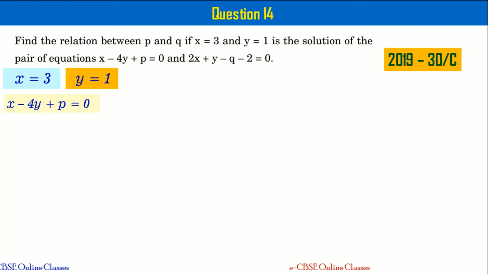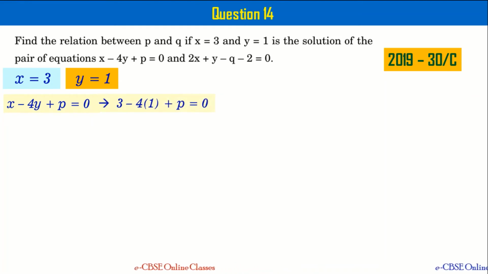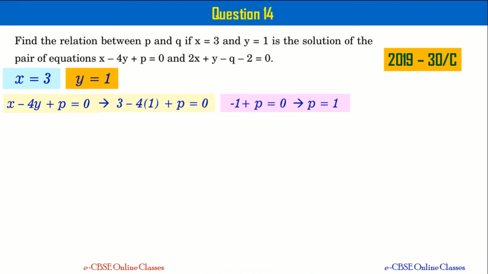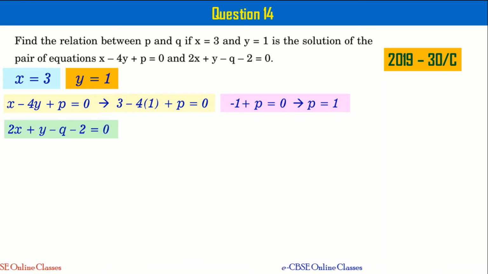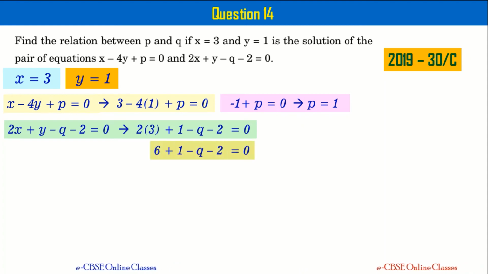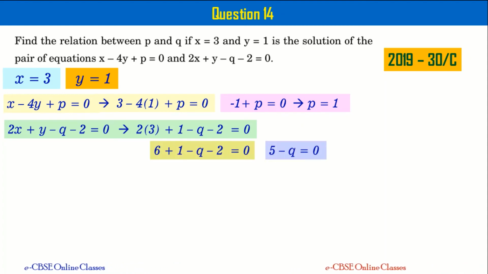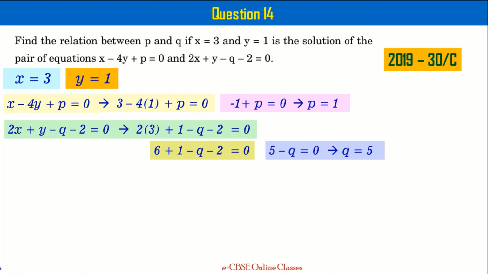Let's substitute x equal to 3 and y equal to 1 into the first equation given, that is x minus 4y plus p equal to 0, and simplify it such that you get p equal to 1. Let's take the second equation now, that is 2x plus y minus q minus 2 equal to 0. In that, let's substitute x equal to 3 and y equal to 1 and simplify. You get 5 minus q equal to 0. It means q equal to 5. So we got p equal to 1 and q equal to 5, right?